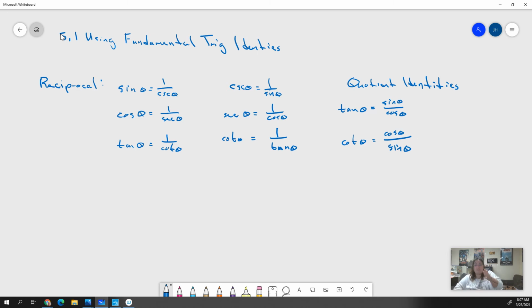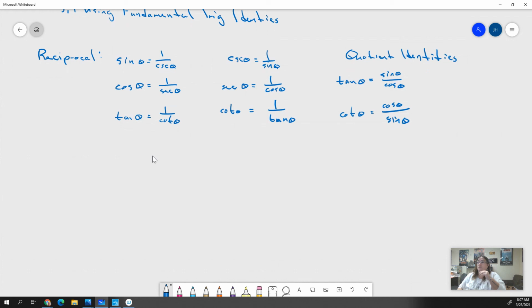I think the book is using u in this section instead of theta, but it doesn't matter. It's still just a variable for a measure of an angle. So if you see tangent u or something like that, just remember it's the same as theta. It's just a variable. We're just using a different one.